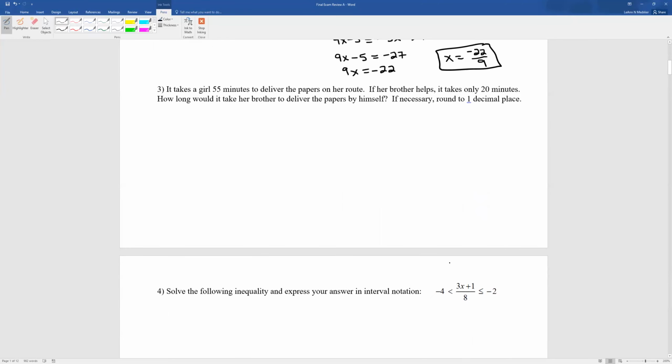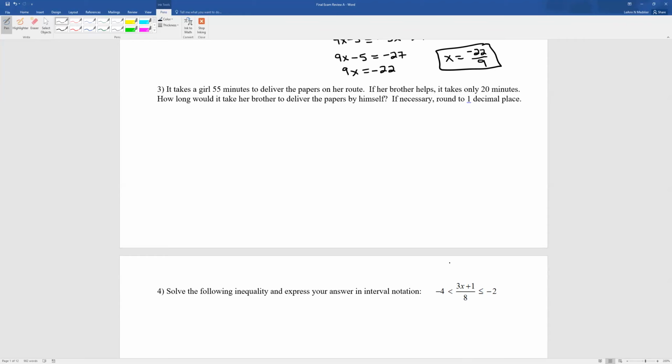So 3, it's a word problem. This is a uniform work rate problem. And with those, it means that the person or the object or the thing, whatever it is that's doing the work, is working at a pace where their speed does not change and they never take any breaks. So it's uniform work rate.